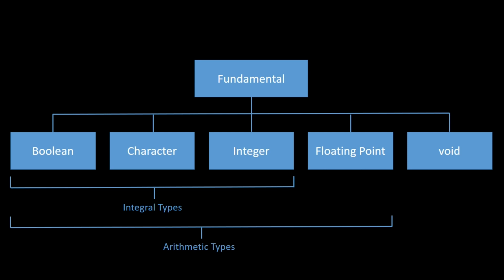We can also categorize Boolean, character, integer, and floating point types as the arithmetic types. In other words, the arithmetic types are the same as the integral types, only they also add in the floating point types of float and double.